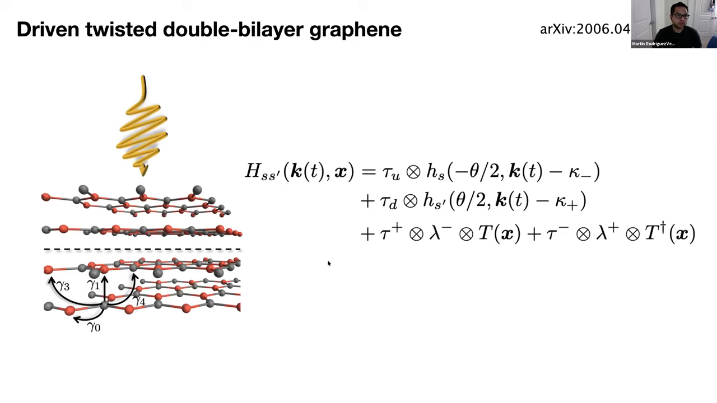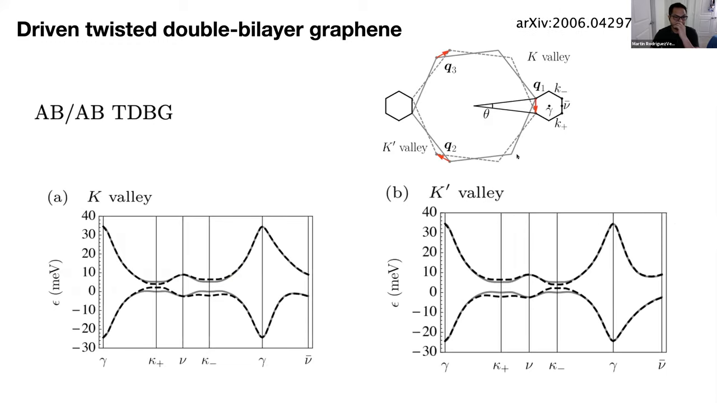And now we jump into the twisted double bilayer case. Here the Hamiltonian is a bit more cumbersome, but the time dependence comes in the same way as in the previous example for twisted bilayer graphene with light propagating in free space, where basically your momentum is modified. And in this case, something interesting happens. Here I'm showing you the band structure near the K and K prime points. In gray, in both cases, you have the static energies, and in dashed, you have the effective quasi-energies.